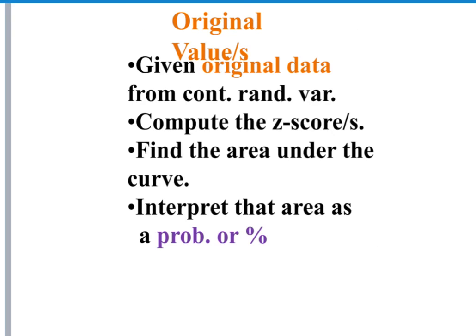So given original data, we have taken that original data from a continuous random variable. We have computed the z-scores. We've found the area under the curve, and we've interpreted that area as a probability or a proportion or a percentile. And then we have also worked from the probability, percentile, or proportion. We've interpreted that as the area under the curve, and we have moved back to the original value. We can calculate in either direction.